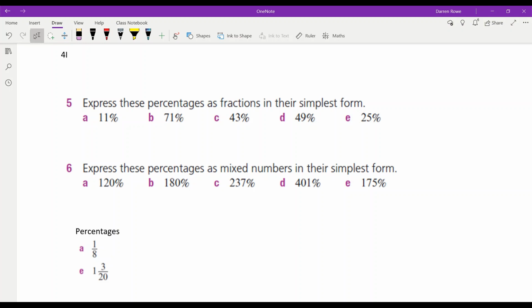Now, when you do these, there's a certain thing you've got to do. It's all about timesing by 100. So if you have 11%, it's really 11 out of 100. Okay, that's what it is. But then you need to see if you can divide the top and the bottom by the same thing. So we do that.